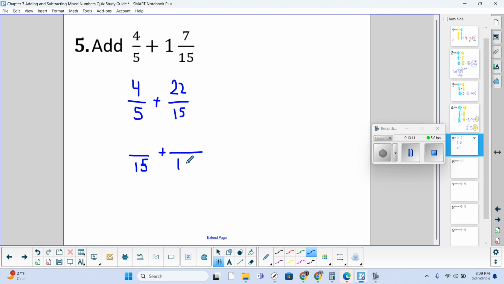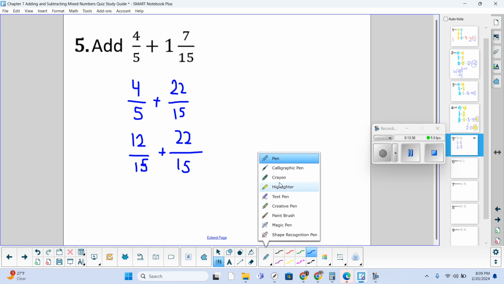Something over 15. So 5 times what gives me 15? That would be 3, so 4 times 3 is 12. 5 times 1 would give me 15, so 22 times 1 would give me 22. Once again, it should make sense that 22 over 15 would equal itself, 22 over 15.